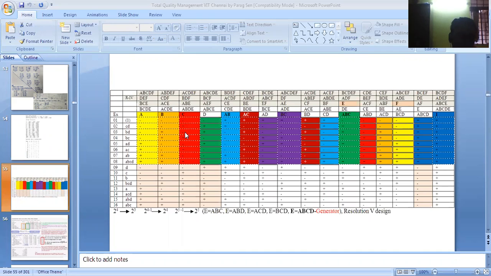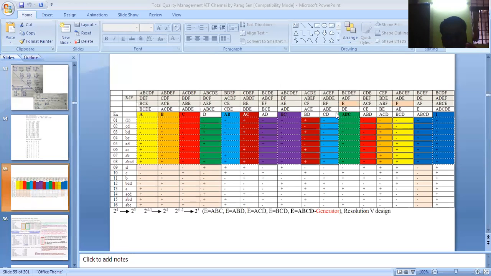Now suppose you are introducing another new factor D. Okay. So for a full factorial design, you need to conduct 2 to the power 4, that is 16 experiments, and this is the entire matrix of 16. Okay. So there will be several interactions like AB, AC, AD. These are the two factor interactions.